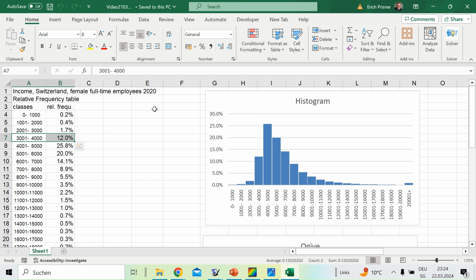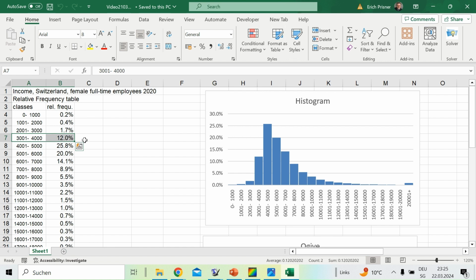Today, we want to calculate the mean. And before we look into the calculation of it, we need to talk a little about some assumptions, and what we need to simplify the data a little. So let's look at this. Maybe we remain in this class here. So 3,001 to 4,000 Swiss francs.